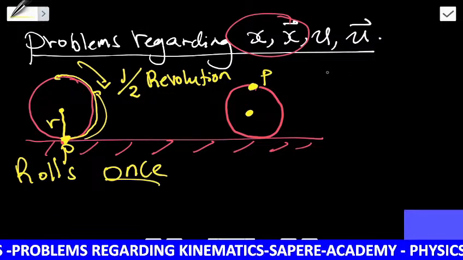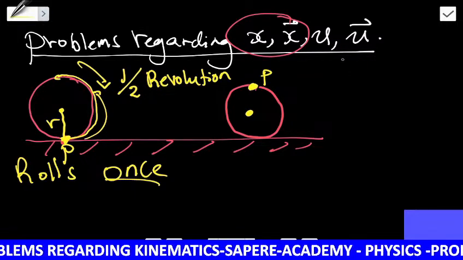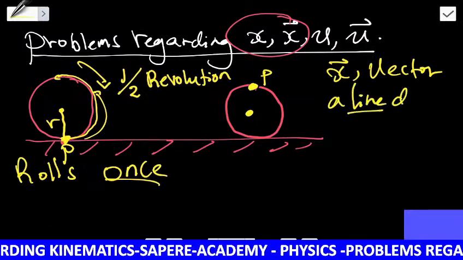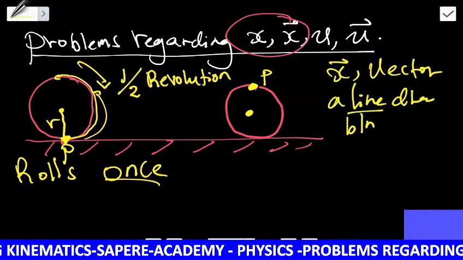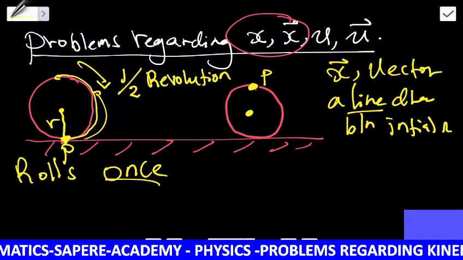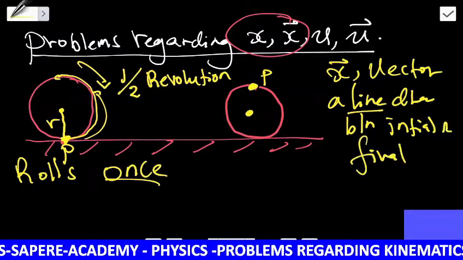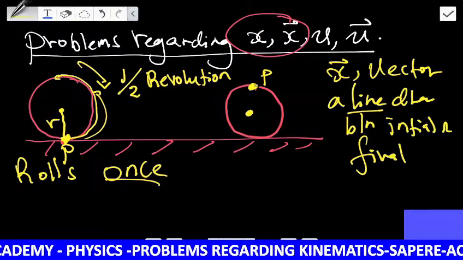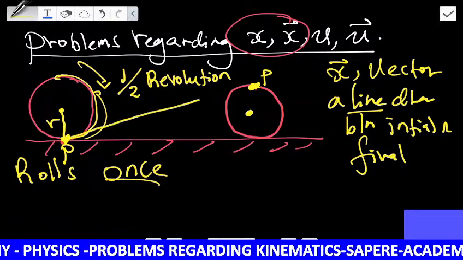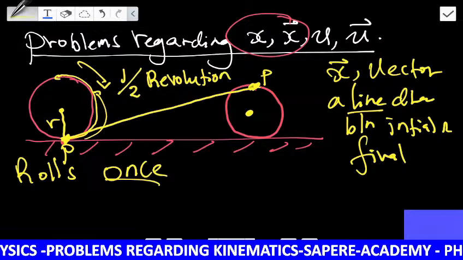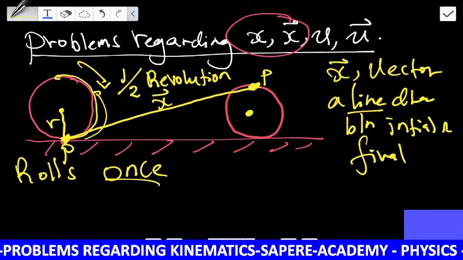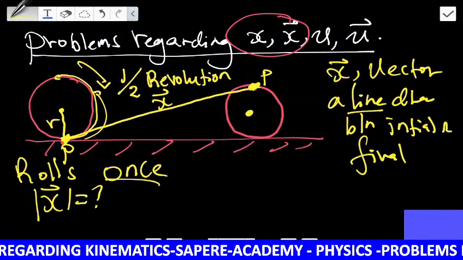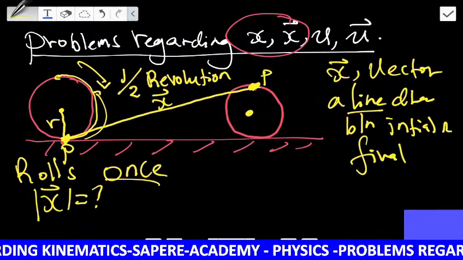Remember what I said: displacement is a vector, a line drawn between the initial position and the final position. That line is what we call the displacement. So this is the initial position and this is the final position, and the displacement is between A and B. So how can we find this displacement? What is the magnitude of our displacement? That is the question.